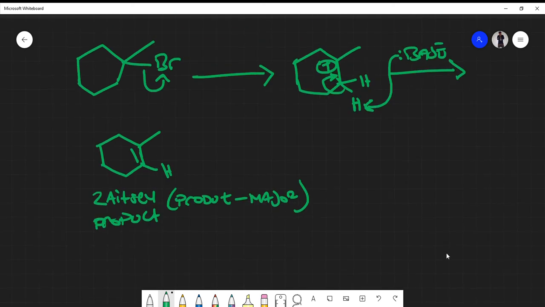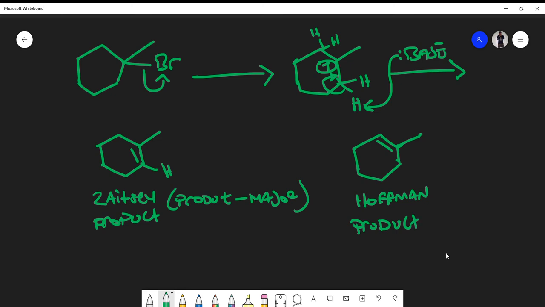The Hoffman product, because these two hydrogens are also expendable, you would expect that only a small portion of this product would actually remain in solution. And this is what we call, again, the Hoffman product, or in other words, the minor product, right? It is less substituted. So this is what we call the Hoffman product.